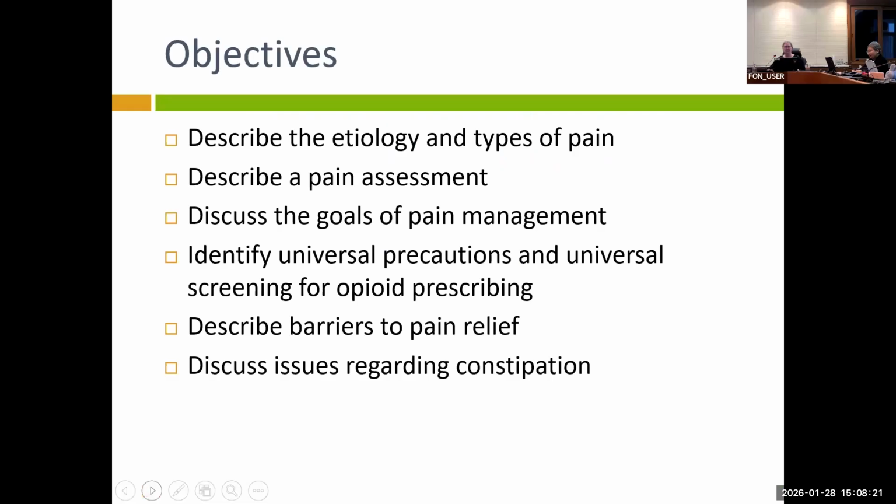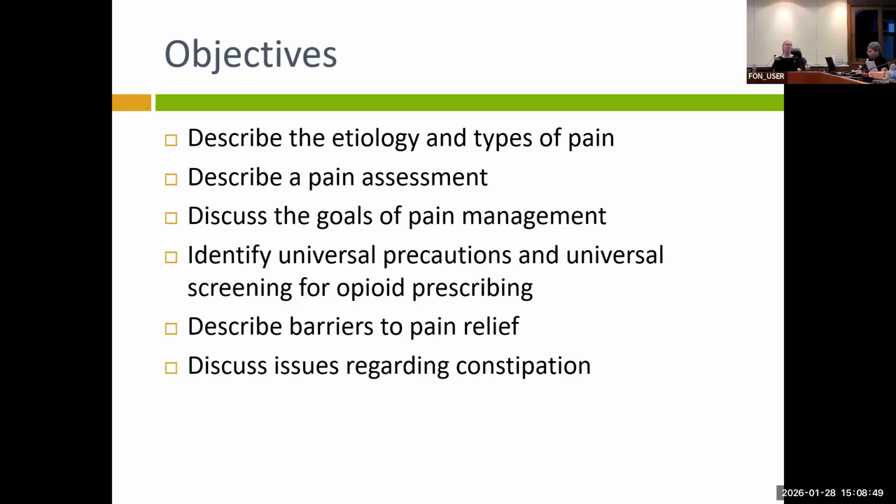Welcome back. Okay, so what we're going to do here is talk a little bit about the etiology and types of pain. We're going to talk about pain assessment and the goals of pain management. We're going to identify universal precautions and universal screenings.